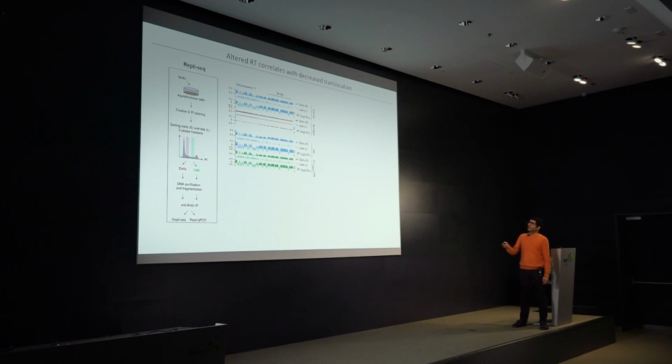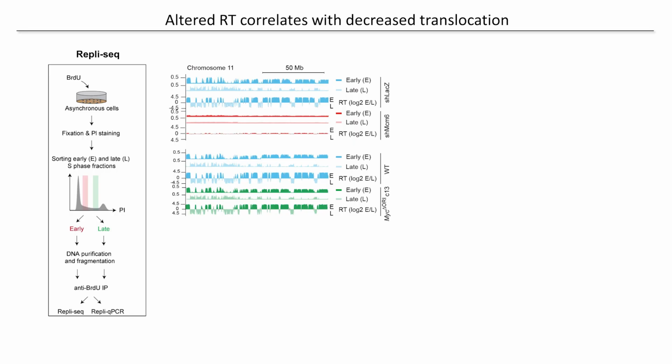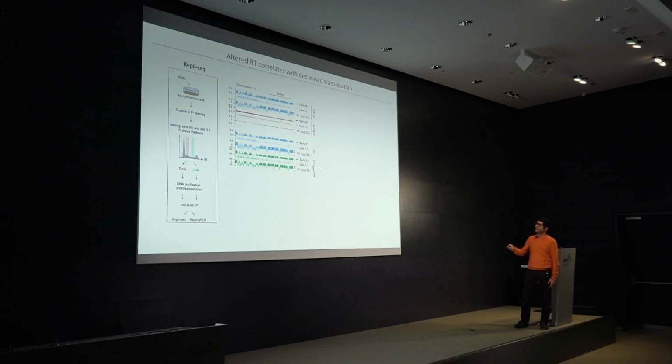So RepliSeq looks like this. You get early and late fractions, as you see over here, and you then create a log2 track of early versus late. This results in a very characteristic pattern that you see in any wild-type cell, where you have the early replication domains as positive values and the late replication domains as negative values. And the same is true in this particular control, the wild type.